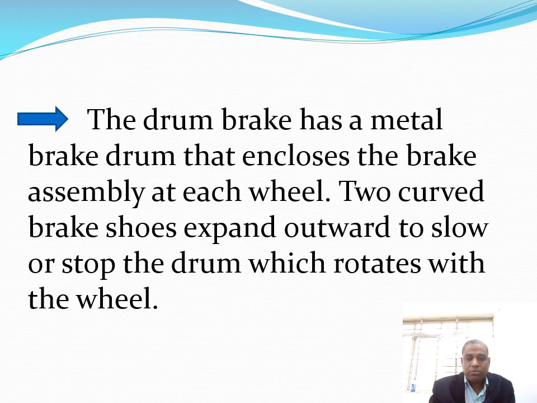So the drum brake has a metal brake drum that includes a brake assembly at each wheel. Suppose a four wheeler, each of the wheels has the braking system arranged. When the brake pedal is pressed, all four wheels get the braking force and reduce speed simultaneously.